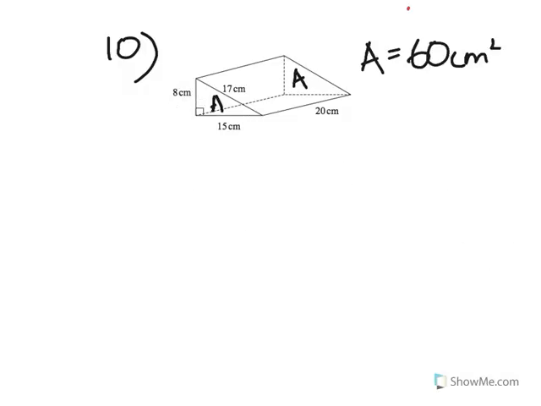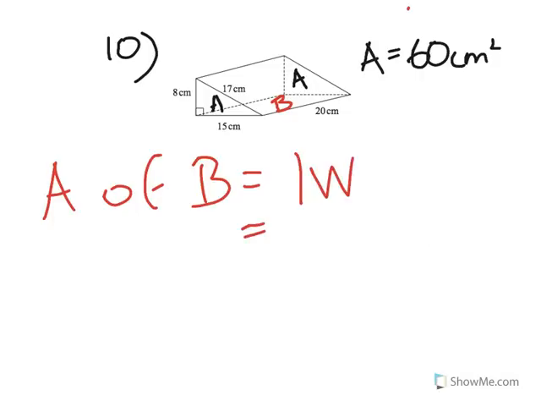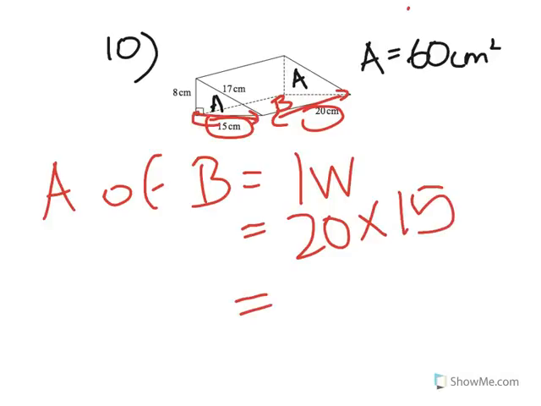Next, let's calculate the area of the bottom bit, which we'll call B. So the area of B is nothing but any rectangle, its length times width. So in this case, the length is, look at it, it's 20. So 20 times the width of this is nothing but 15. So 20 times 15, which is 300 centimeters squared.